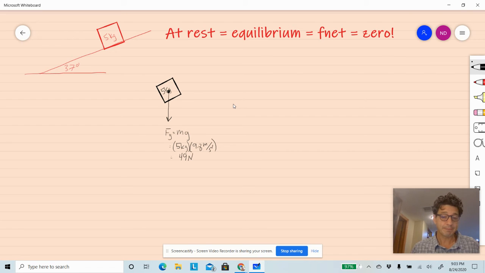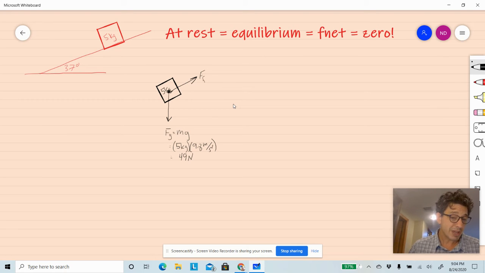Now, again, it's on a ramp at 37 degrees. It's at rest. It's not moving. It wants to probably slide down the ramp, but it's not moving down the ramp. So which way is friction? Friction, by definition, is a force that opposes motion. Friction is going to be a force, in this case, up the ramp. Force of friction is going this way, up the ramp.